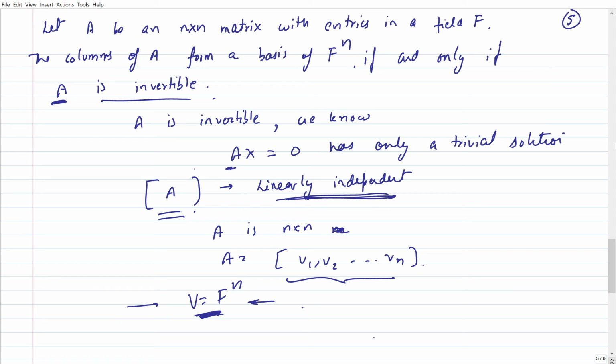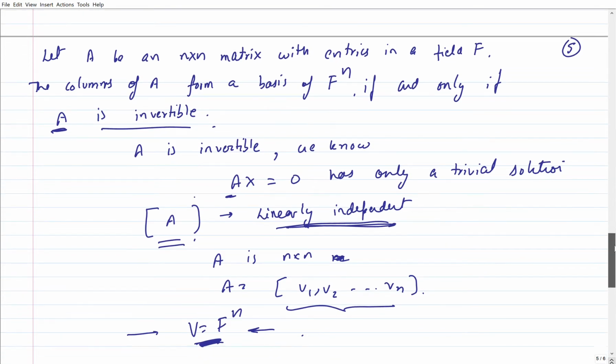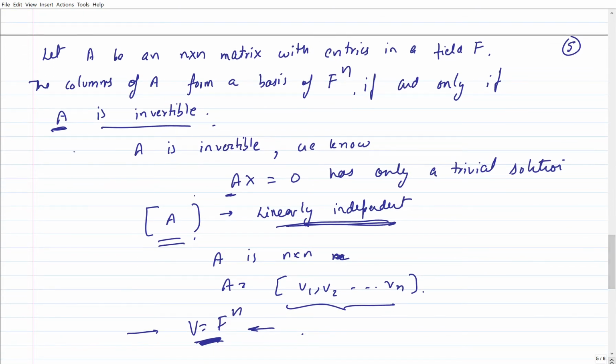Okay, so last time, continuing from last time, one of the things we showed was that if A is an n by n matrix with entries from the field F, the columns of A form a basis of F^n if and only if A is invertible. And how did we show that?